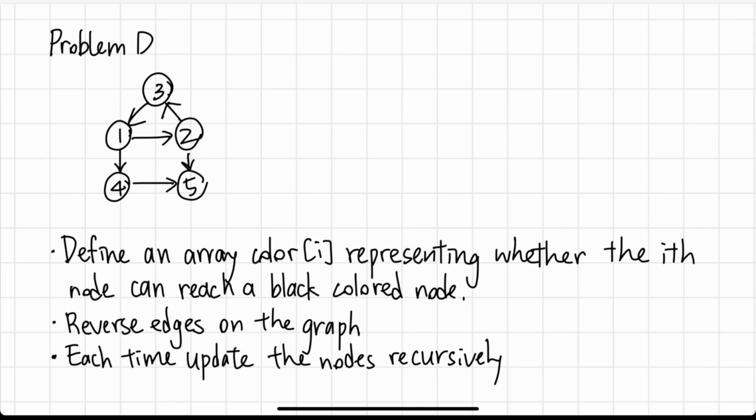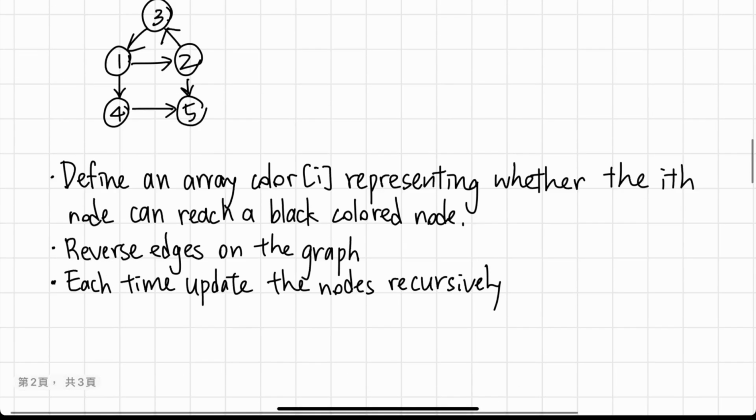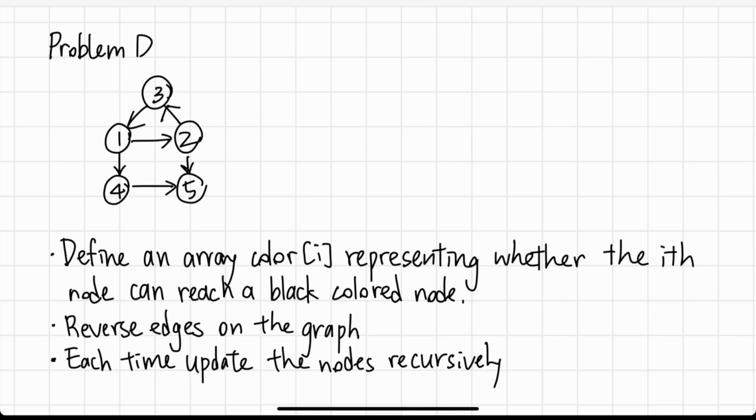So because we need to quickly output the answer for each of the type 2 queries, we can define an array called color I that represents whether the ith node can reach a black colored node. So we will store, for example, in this case, an array of length 5 that represents each of these nodes, whether these nodes can reach a black colored vertex by following the edges.